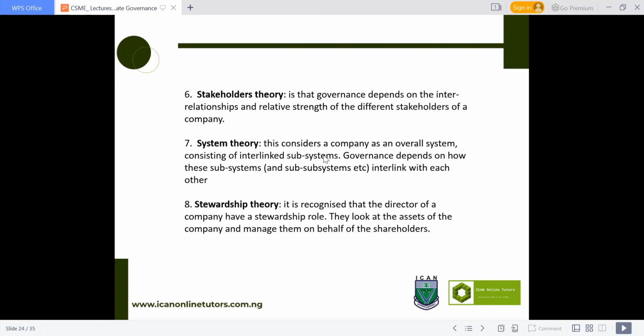We also have stakeholder theory. Let me also explain this: governance depends on the interrelationship and strength of different stakeholders of companies. We have systems theory, we have stewardship theory as well. You can have a look at that as well.